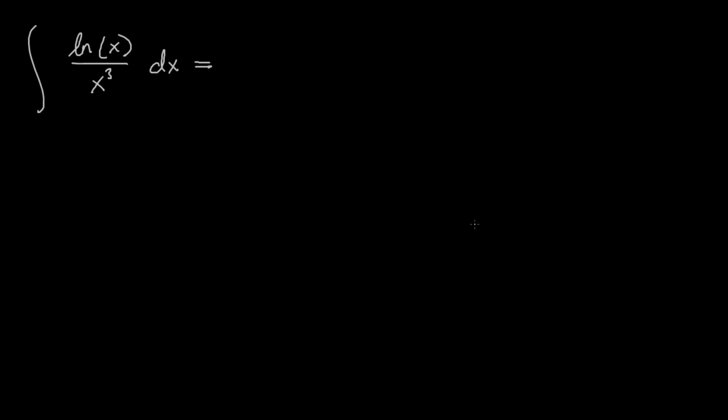Okay, so we want to solve this integral, which is the natural log of x divided by x cubed. So first, let me just rewrite this as x to the negative 3 times the natural log of x. And this is going to be an integral that we have to do with integration by parts. So the first thing we want to do is pick a u and pick a dv.